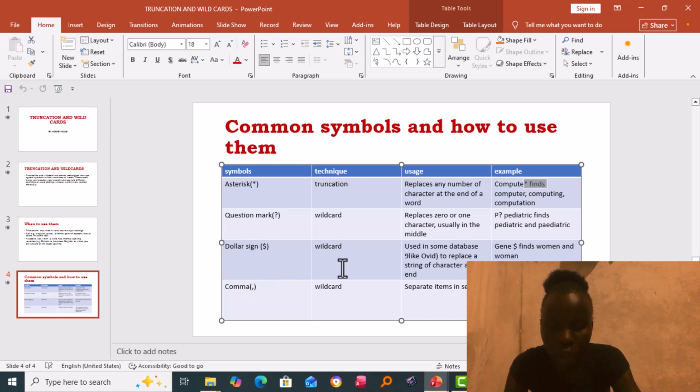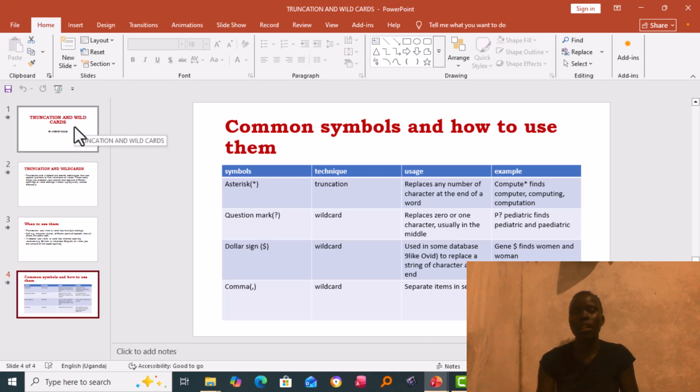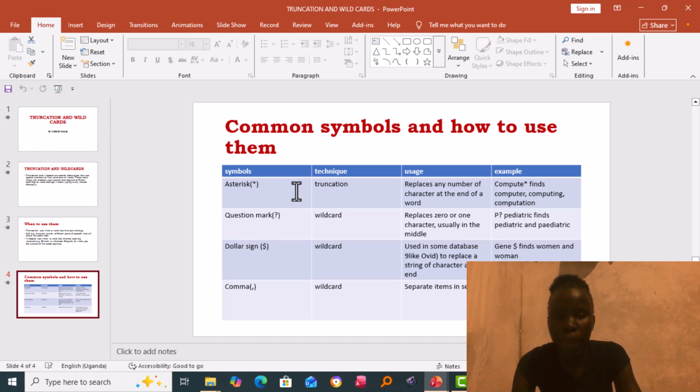Then we have the comma, which separates items in a series, for example: the sample size was small, but the results were statistically significant. These are some of the common symbols in truncations and wildcards, so you are able to differentiate between the different techniques. When you use them in your search, you can get your expected answers.